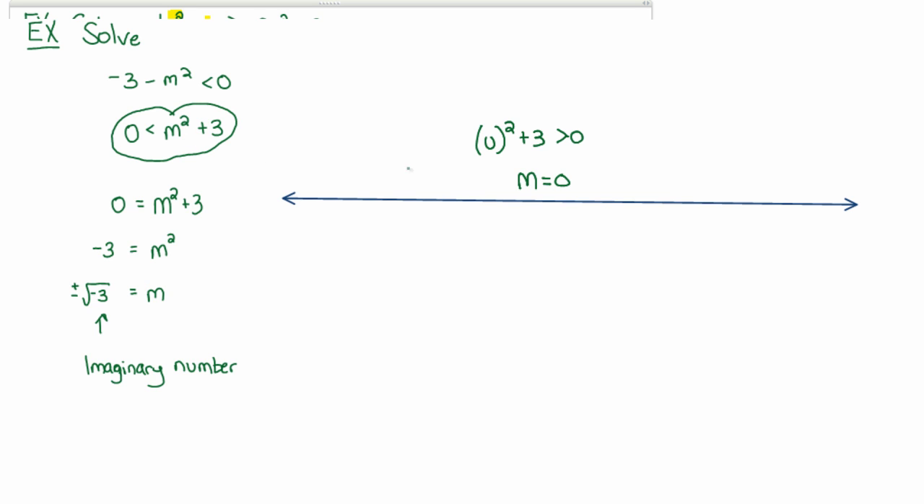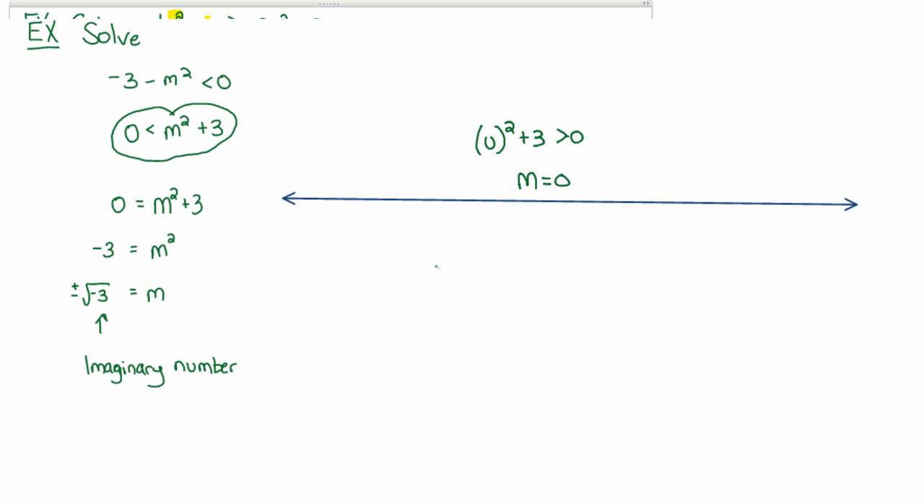And you could try it out. Plug in m equals -10. -10 squared is 100 plus 3 is 103. That's still positive. So it doesn't matter what I plug in, my expression, m squared plus 3, will always be positive. So the answer to this is everything makes this true.